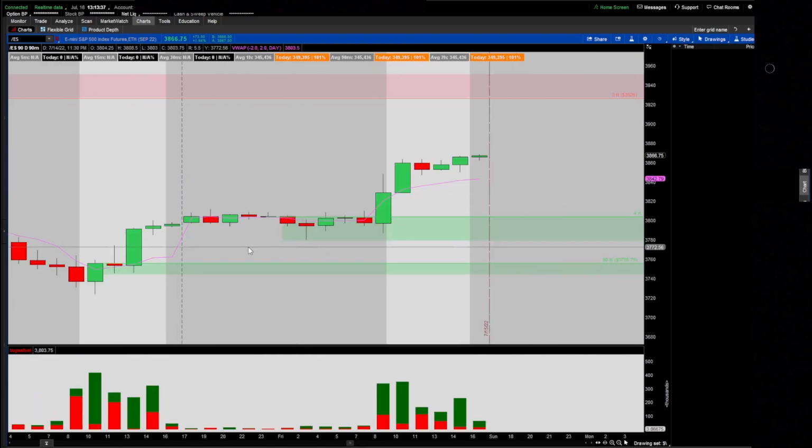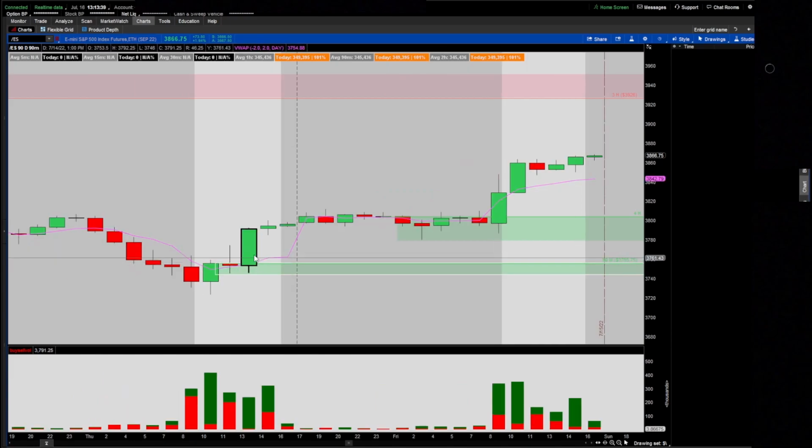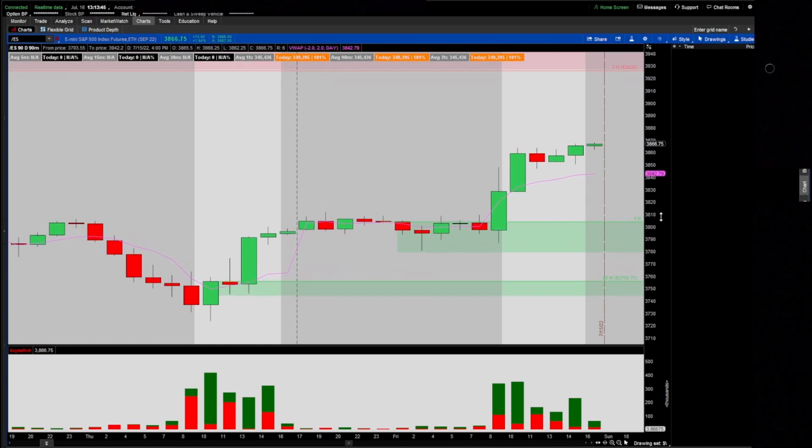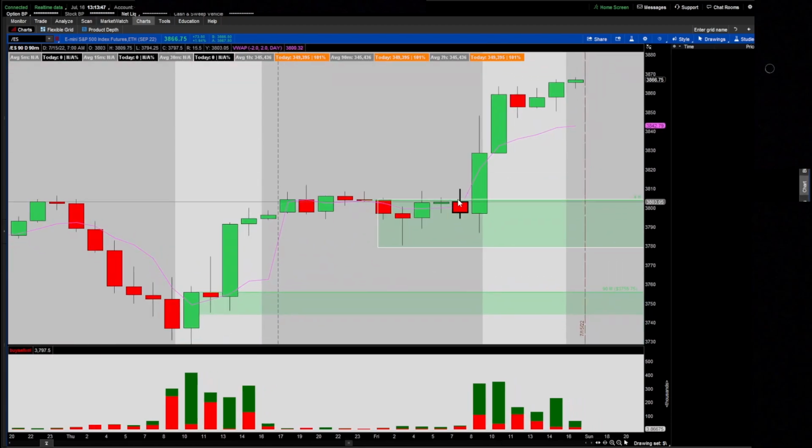So this wick right here is what I'm talking about. You see it's basing and then the big move up, but the wick shows you that the stock was up here, so it shows you that it's not as valid as it should be. A demand zone like this is more valid than a demand zone with a bigger basing wick.